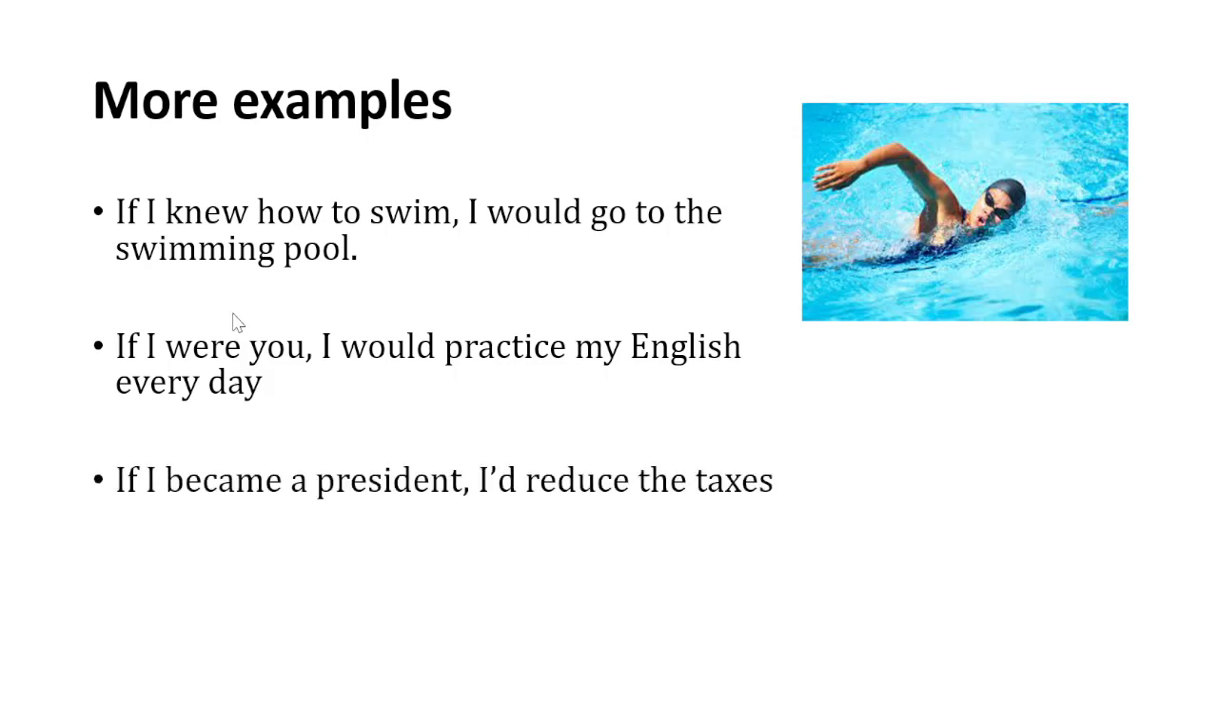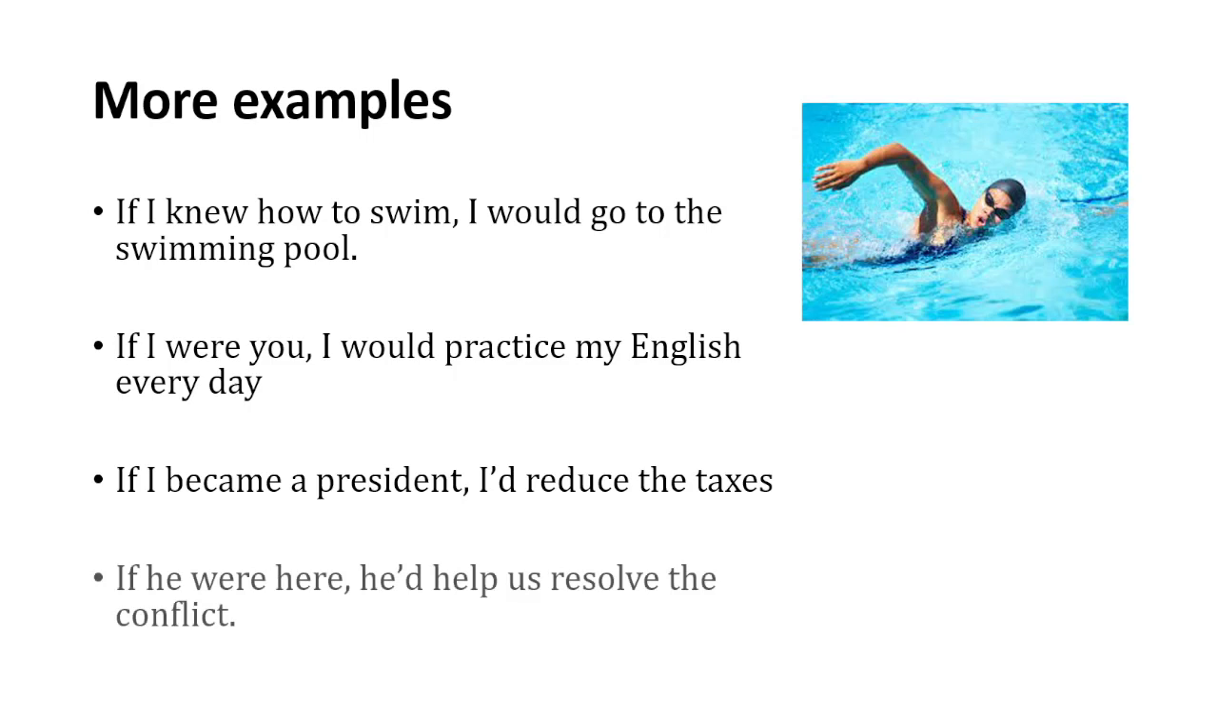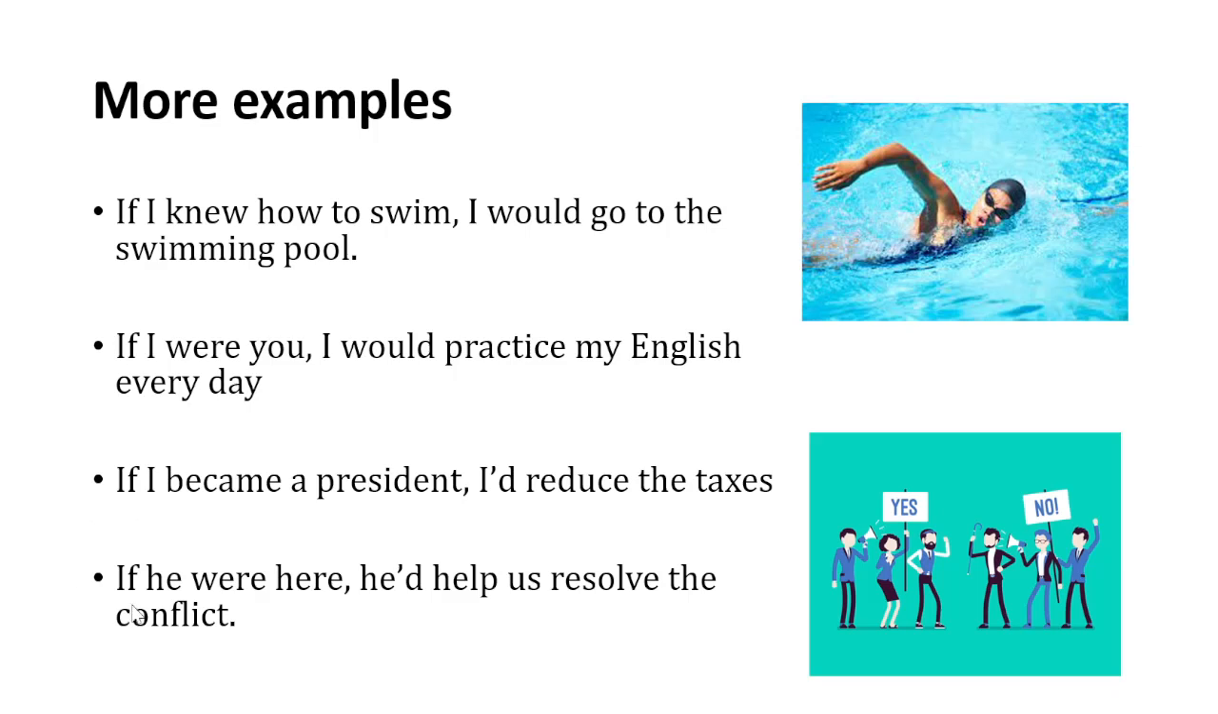If I became a president, I'd reduce the taxes. Here we have I'd reduce. It is would, so we contract it. I'd reduce. And then, if he were here, he'd help us resolve the conflict. So here we have he were here. The same be verb, were, not was, and it is contracted. He'd help, from would. All right.